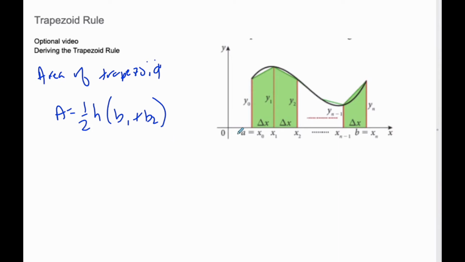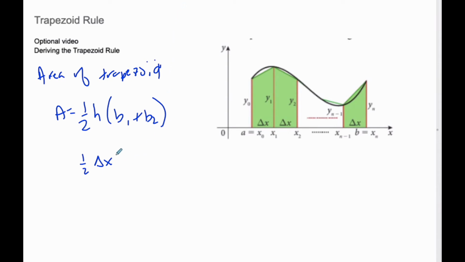And so the height, when I think about it, is going to be this distance here. The height is going to be delta x, because the height and the base have to be perpendicular to each other. And the construction of the x-axis and these lines makes this the height. It's a perfect height.